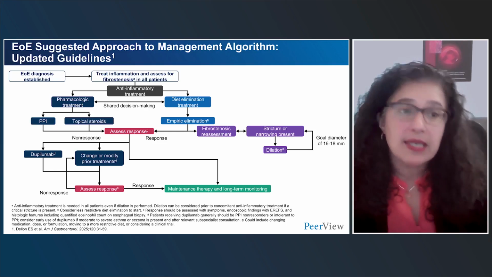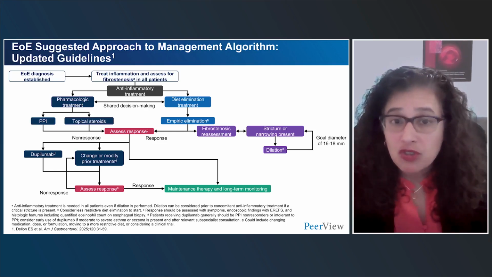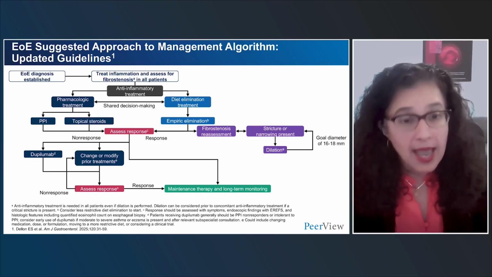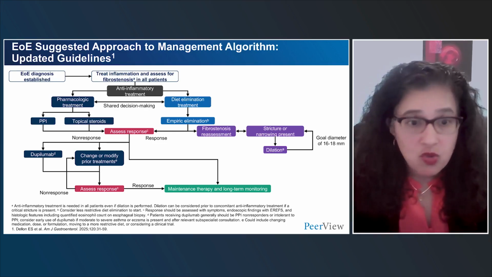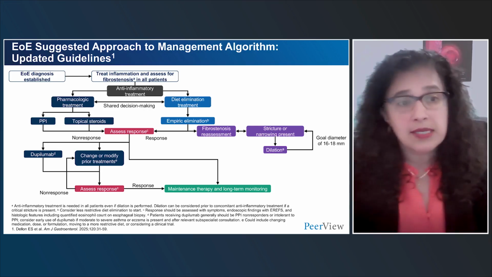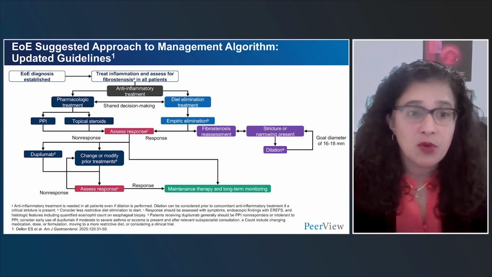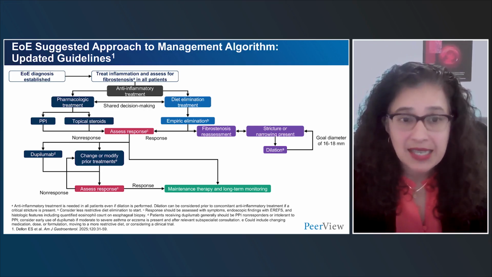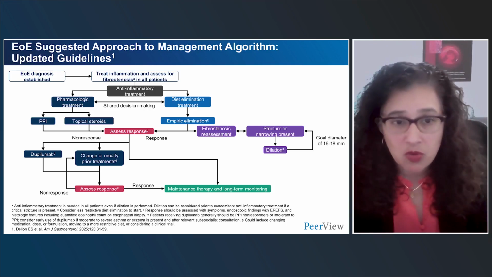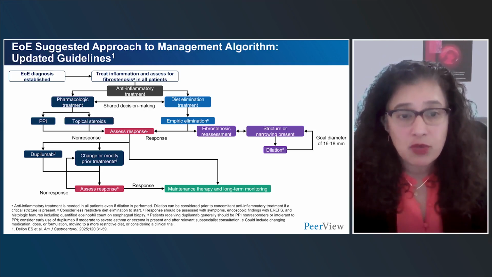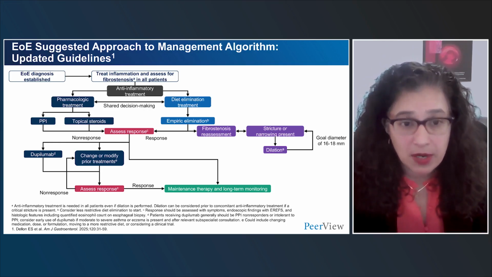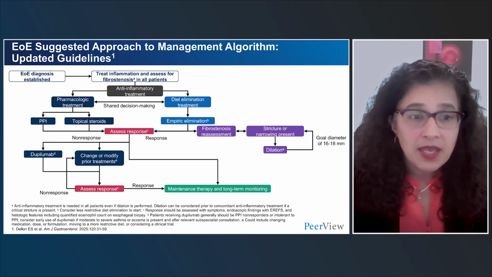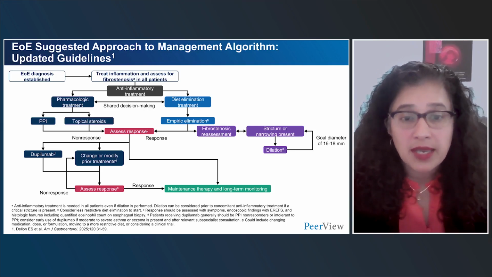So here we see the suggested approach to EoE management, the updated guidelines from the ACG. And this seems like a very busy slide, but I'll just walk you through the key points. So once you have EoE diagnosis established, you're going to treat inflammation and assess for fibrostenosis in all patients. You want to assess inflammation, treat inflammation, and assess those areas of narrowing. You're going to start patients on anti-inflammatory treatment, either pharmacologic treatment or diet elimination treatment.